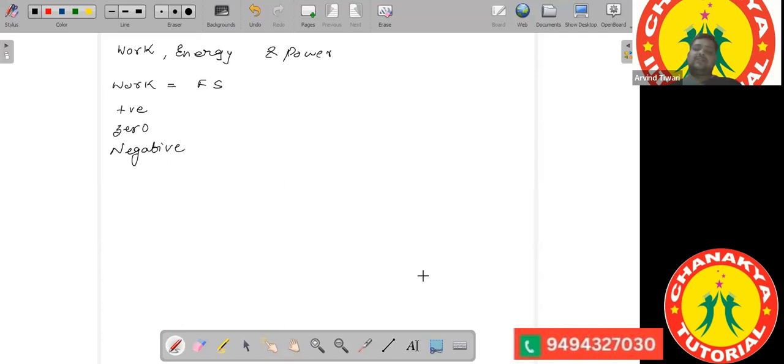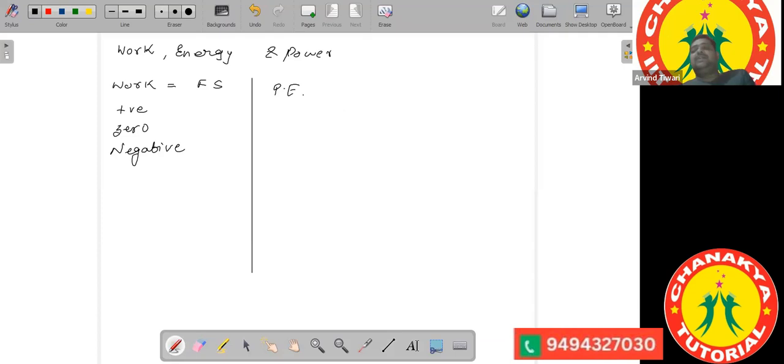Then in the last class, we discussed potential energy and kinetic energy, right? So we discussed the potential energy, and there were various types of potential energy. For example, we discussed the gravitational potential energy. We discussed elastic potential energy. So there are different types of potential energy. Out of that, we have to study gravitational potential energy in detail.